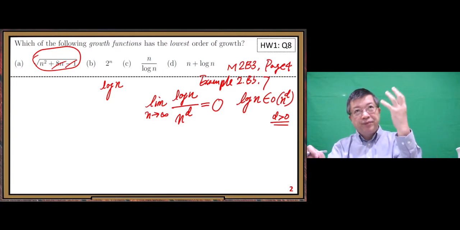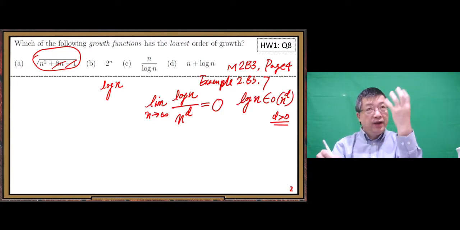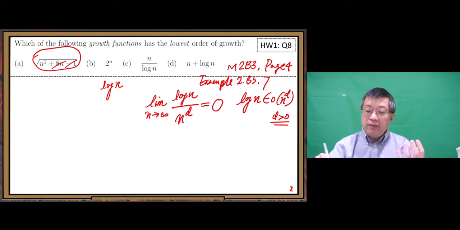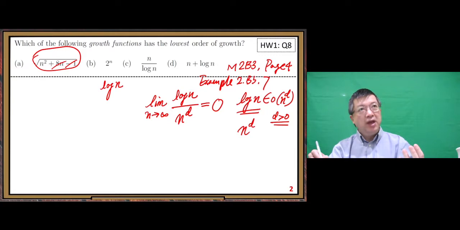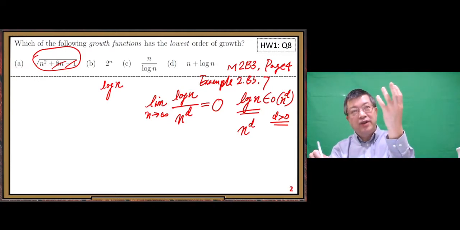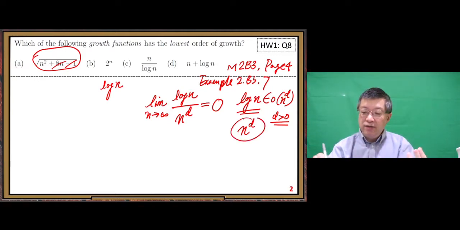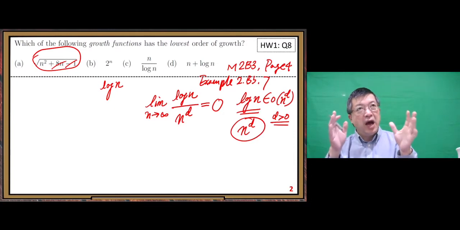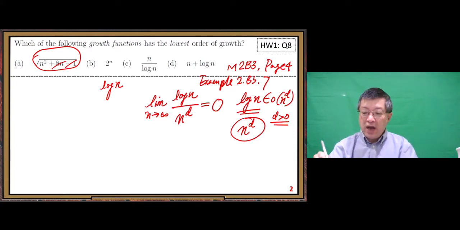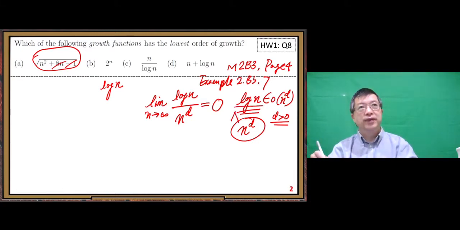So here, if you compare log of n with n to some d, very small d, it could be very small d, still n to the d is eventually larger than log of n.